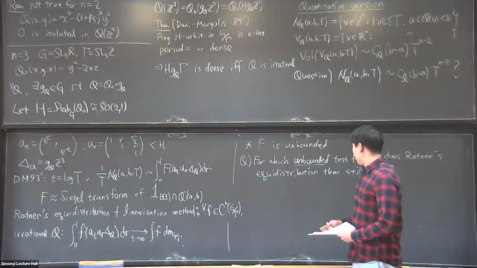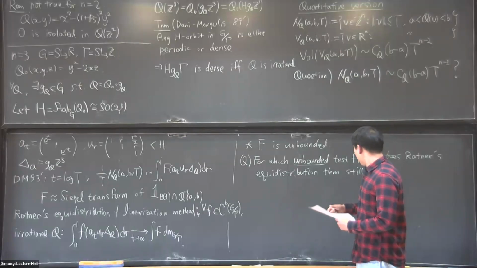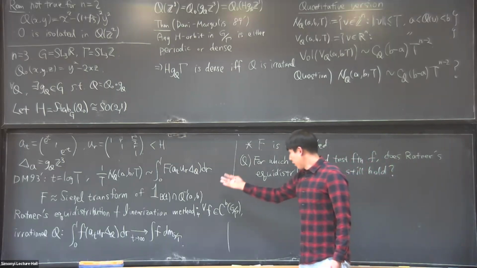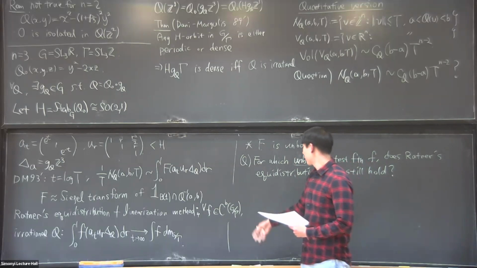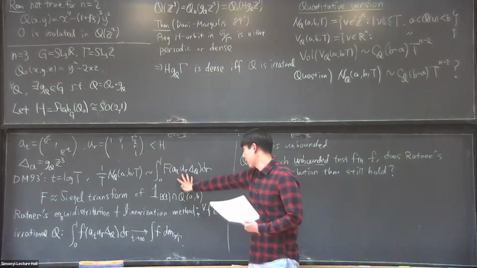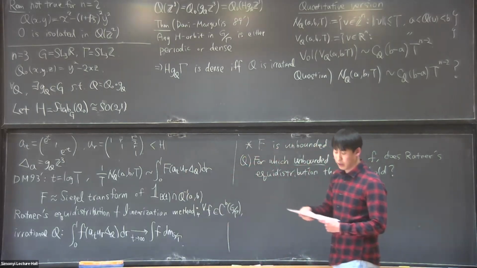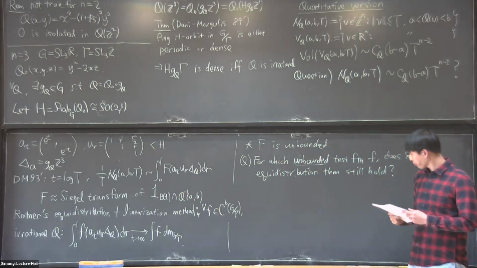So, to sum up, for the upper bound, we need some quantitative non-divergence result for this type of unipotent orbit in the space of lattices.